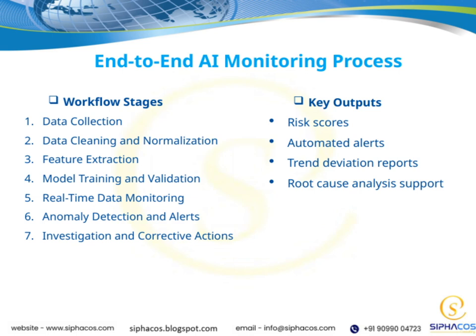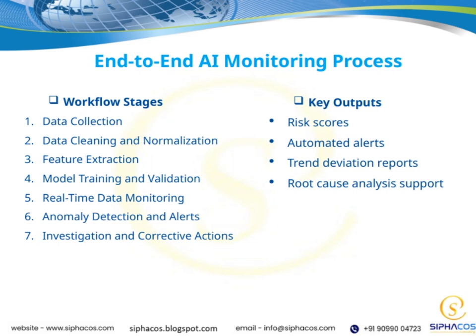Let's take a closer look at the end-to-end AI monitoring process. This process is designed to ensure that our AI systems are operating effectively and reliably. One of the key outputs we get from this process includes risk scores, which help us quantify the potential issues or vulnerabilities in our models.